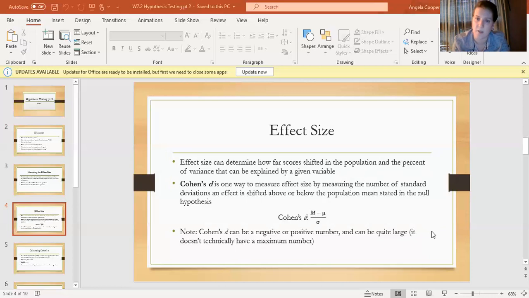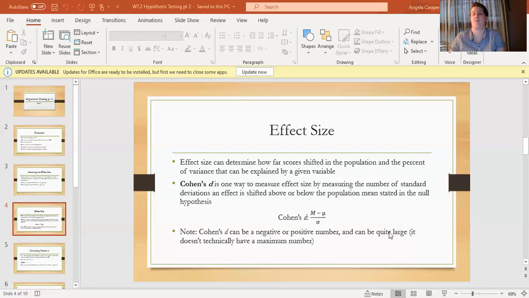So it's easier to write all the stuff to the side, because then when you have Cohen's d or any formula, you can just easily plug that in. So Cohen's d can be, it really can be any number. It can be large or it can be small, doesn't really matter, because it's just measuring the number of standard deviations apart these two means are, our population and our sample mean.